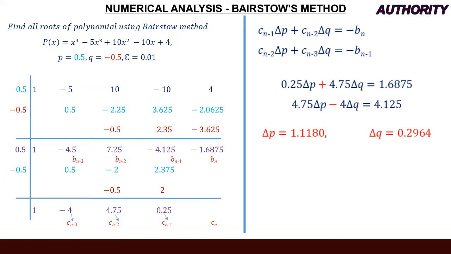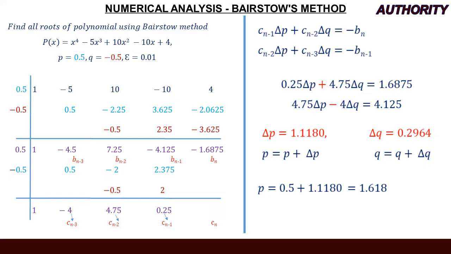Now you remember we say we are going to obtain new P and new Q. So what is our new P? New P is going to be the P that we already have plus the change of P, or delta P, that we just obtained. And then what about Q? It's going to be the Q that we already have plus the delta Q we just obtained. Now let's go. The P we already have is 0.5 plus the delta P we obtain is 1.1180, right? When we add it together, it's going to give you 1.618. That is the new P.